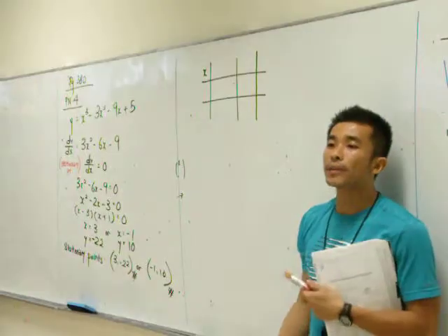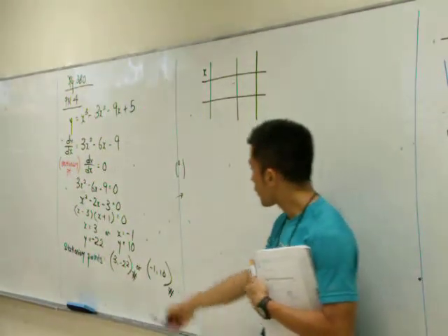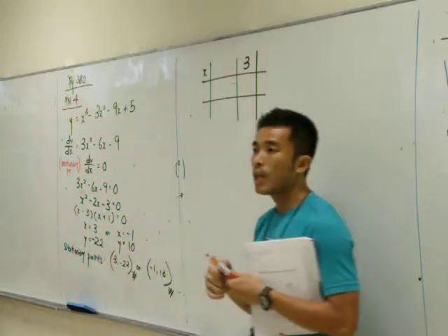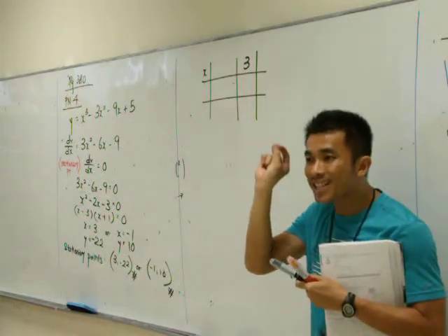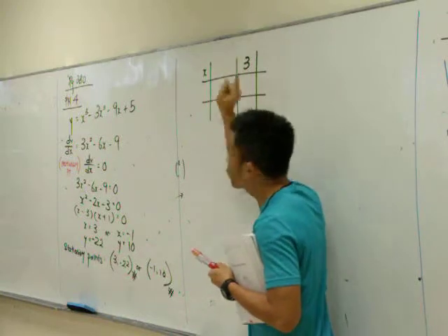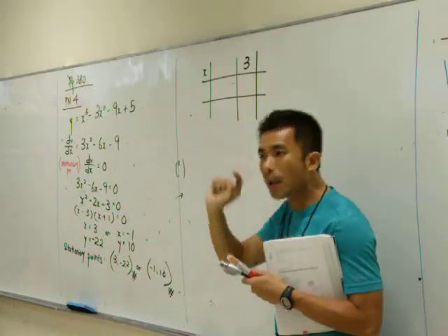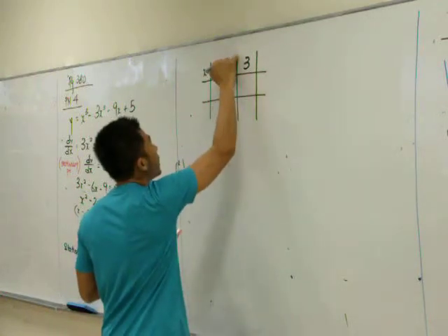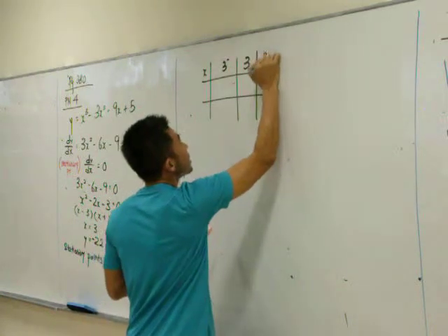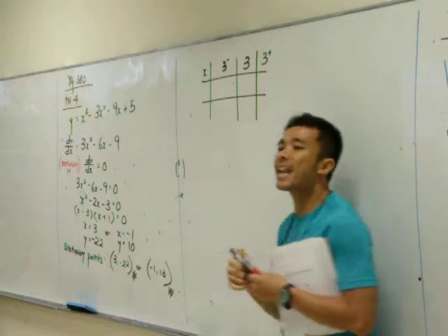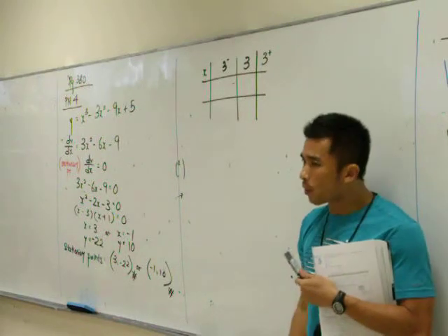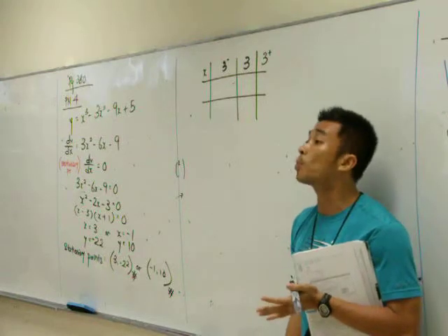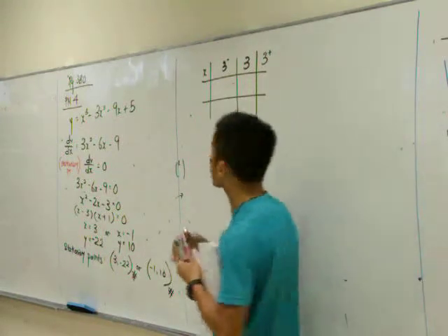What is the value of x over here? 3. You need to choose a value slightly smaller than 3. You need to choose another value slightly bigger than 3. So in this case, we always say this is 3 minus, this is 3 plus. Slightly smaller. What do you think is a good value that is slightly smaller? 2.9 is good enough. Only 2.99 or 2.9.